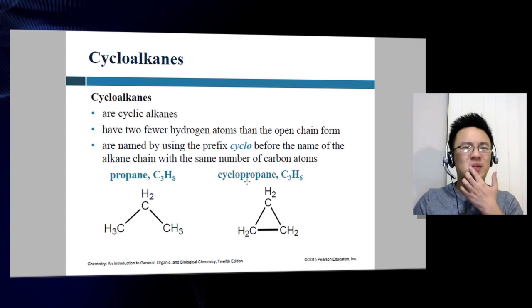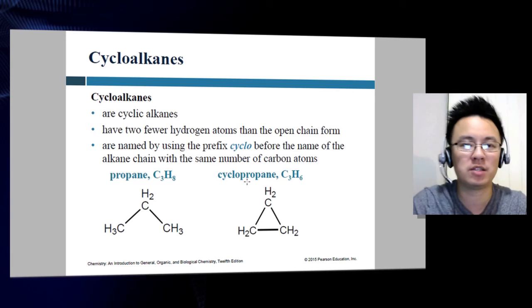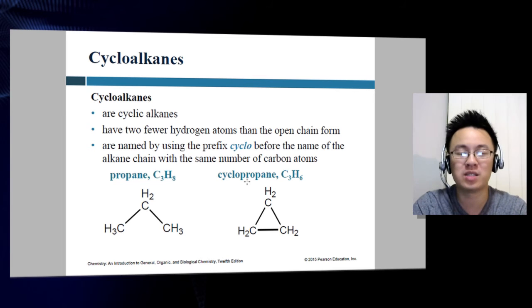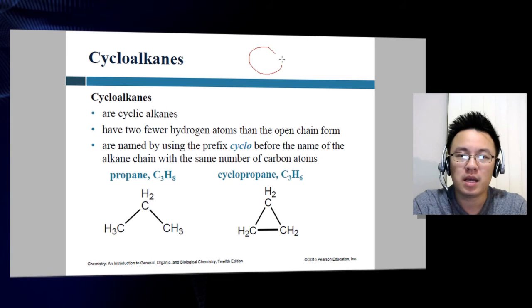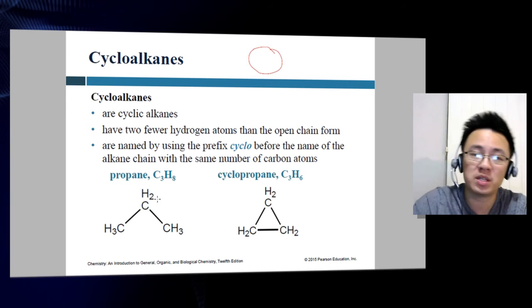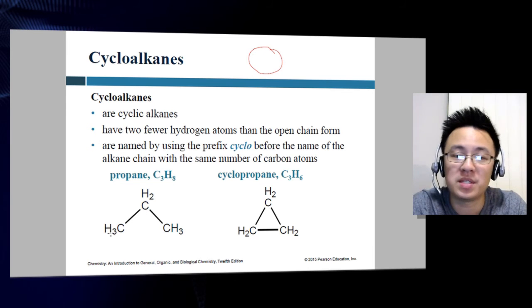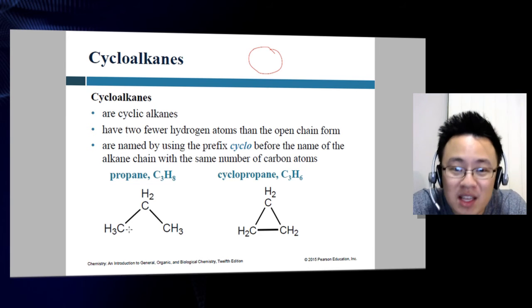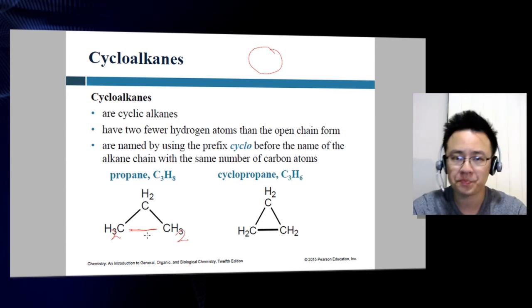Let's talk about cycloalkanes. What does cyclo sound like? Cyclo sounds like a bicycle, because it looks like a wheel or a cyclic compound. So these are cyclic alkanes and have 2 fewer hydrogen atoms than the open chain form. The reason why, as you can see here in propane, we have CH3, but in order to get these 2 to connect together, we've got to lose a hydrogen atom there in order to make that bond.